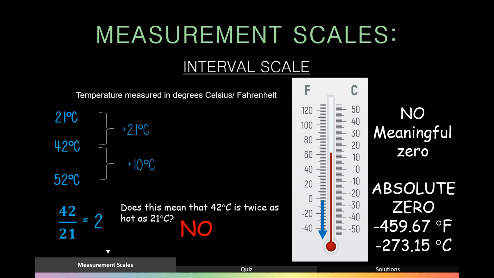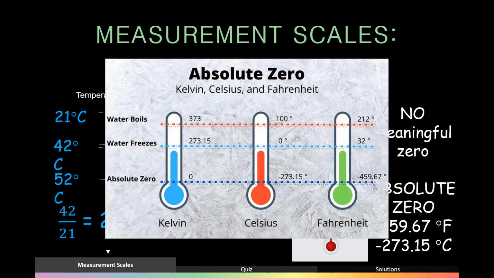Now you may have noticed that I keep saying measured in degrees Celsius or degrees Fahrenheit. And the reason for this is because we can also measure temperature in Kelvin. If you're measuring temperature in Kelvin, the absolute zero is in fact 0. So the lowest possible temperature is 0, which tells us that 0 is meaningful, and so our ratios will be meaningful. So please do not get tricked. If you're measuring temperature in Celsius or Fahrenheit, the scale of measurement will be interval. However, if you're measuring in Kelvin, the scale of measurement is actually ratio.